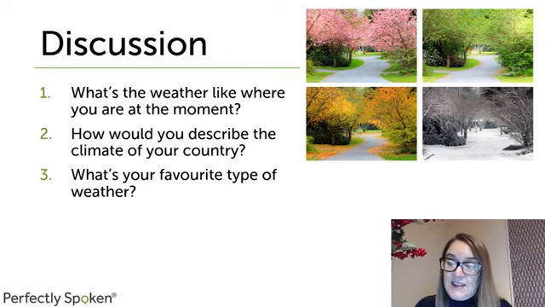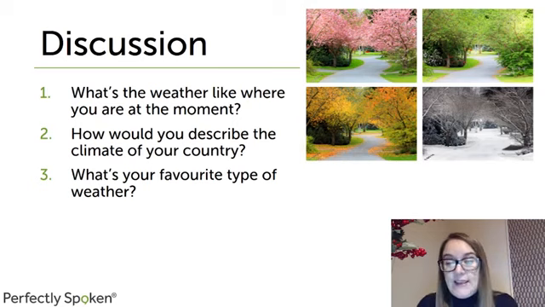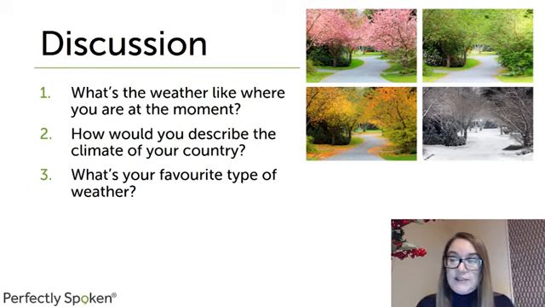I live in the south of England, in Bournemouth, and the weather today is very cold. It's winter here, and this morning the temperature was -3. Number 2, how would I describe the climate of England? Well, I would say it's mild. Generally, we don't have extreme heat or extreme cold. We have 4 seasons, so we experience spring, summer, autumn, and winter.